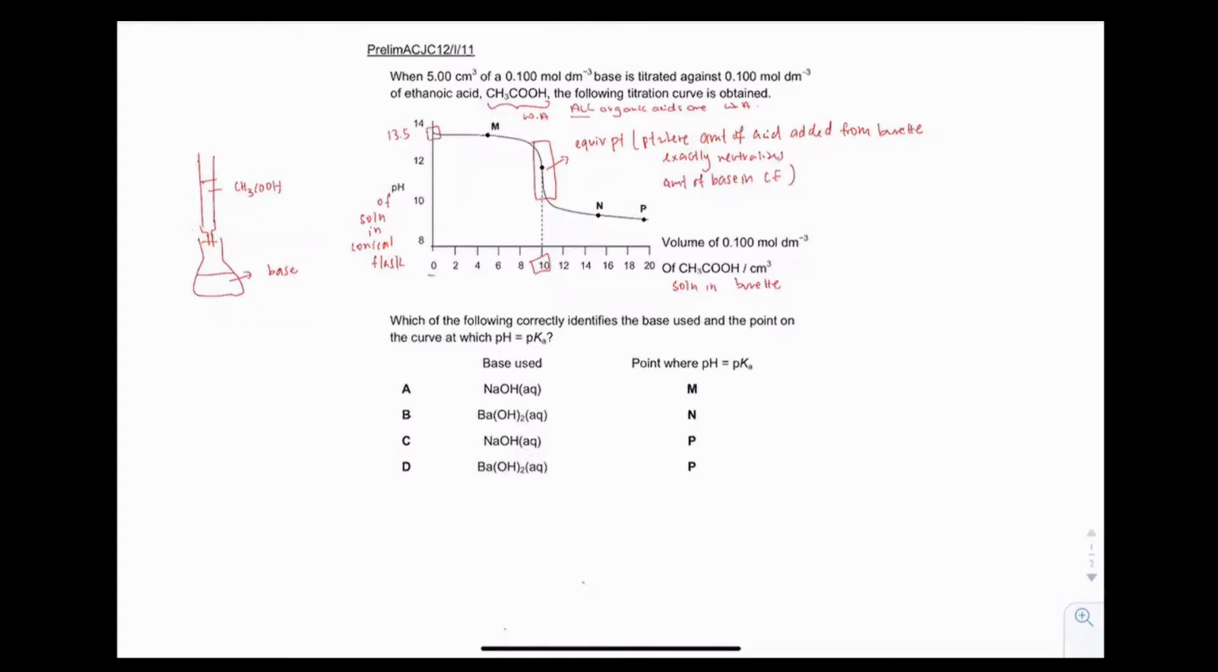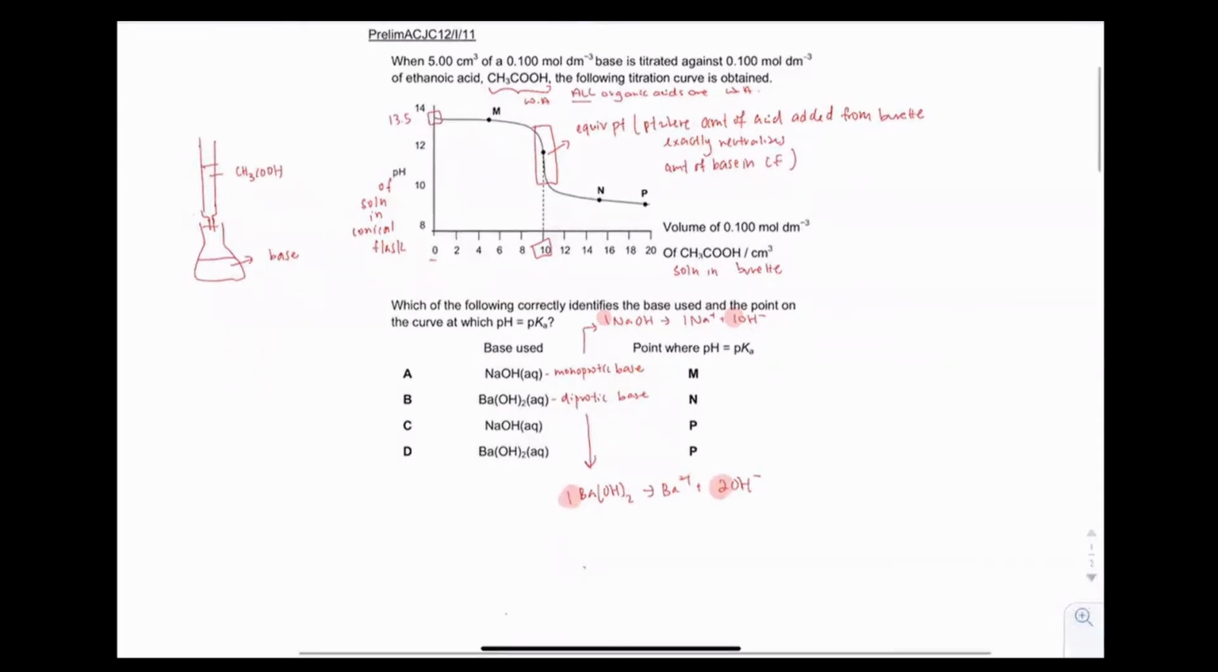Looking at the options, I noticed that I have two types of base. The first type is a monoprotic base. What is a monoprotic base? It is a base where 1 mole of base dissociates to give you 1 mole of OH minus. And then I have a diprotic base, where 1 mole of Ba(OH)2 dissociates to give you 2 moles of OH minus.